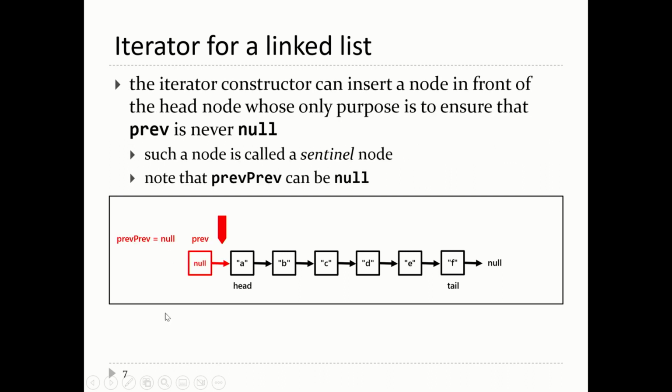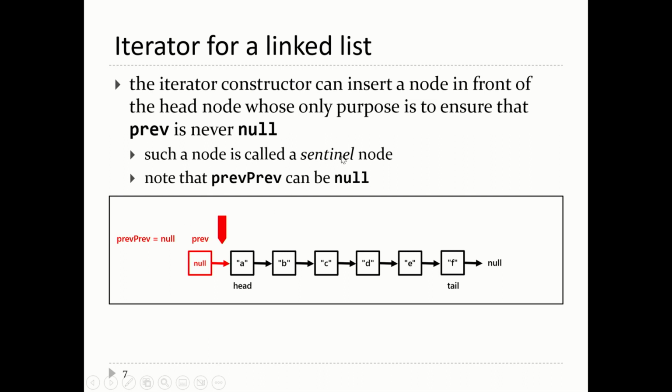The constructor for the iterator can silently insert a new node into the list. The funny thing about this is that the linked list itself doesn't know this node exists. Only the iterator knows that it's sneakily snuck in this node. So I'm going to put in a node here. The only purpose of this node is to ensure that previous is never null. In other words, previous is always valid. I don't have to keep on checking it to see if it's null or not. That node's not going to store any information, so its element is just null. But it does point at the new head node, the head node of the actual list.